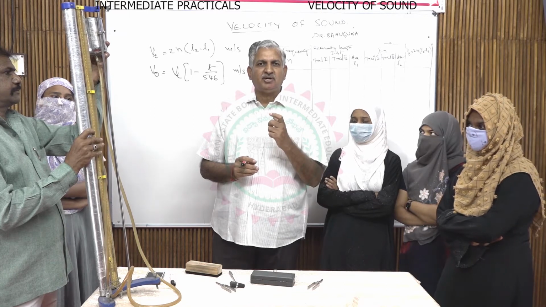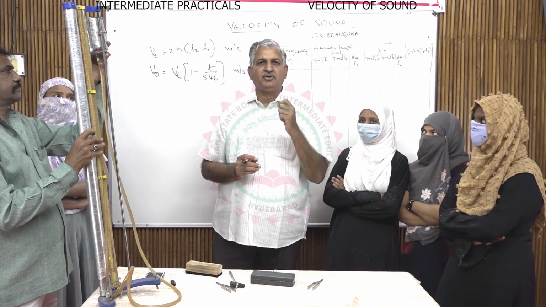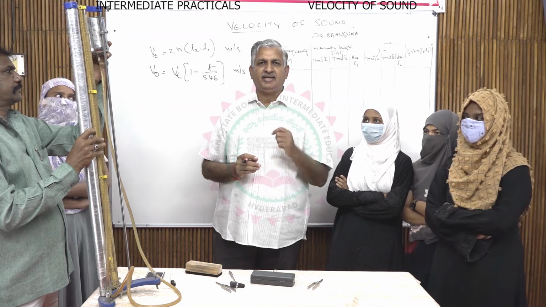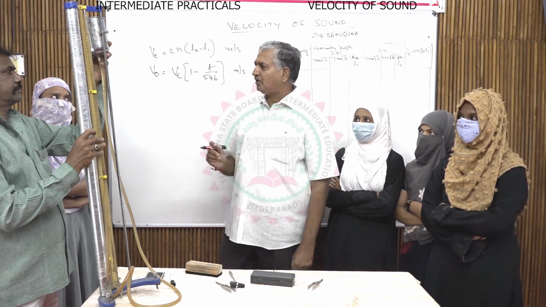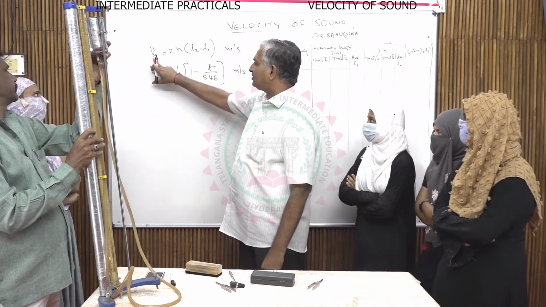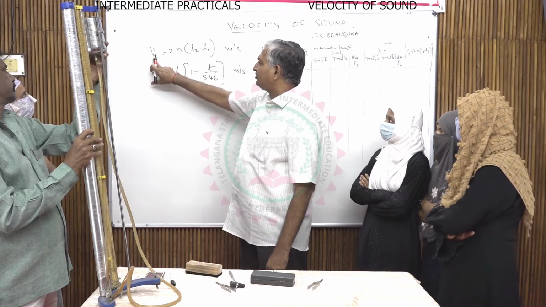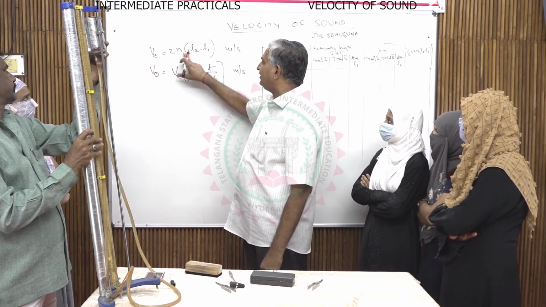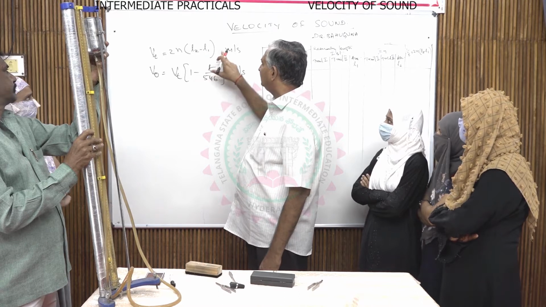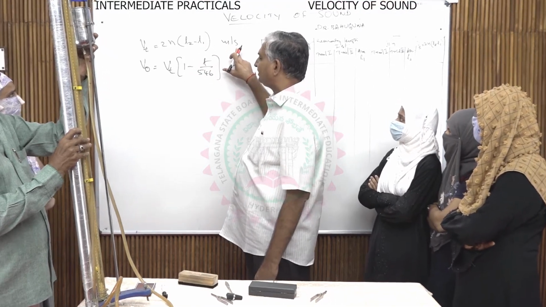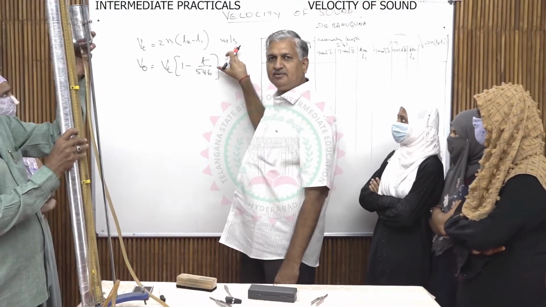That is called nothing but resonance. Using that principle, we are going to calculate velocity of sound in air. How to calculate? What is the formula involved here? Velocity of sound at room temperature Vt is given by the formula 2n into L2 minus L1. The units for velocity of sound are meters per second or centimeters per second.